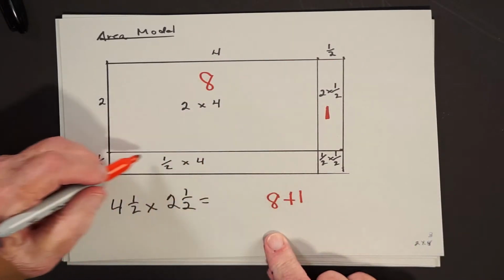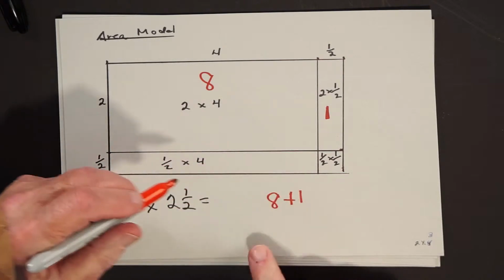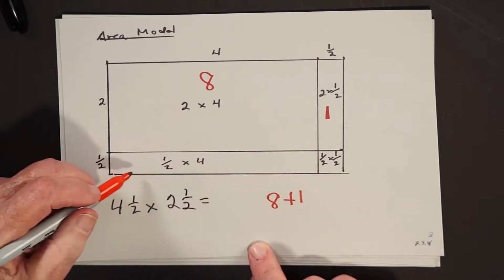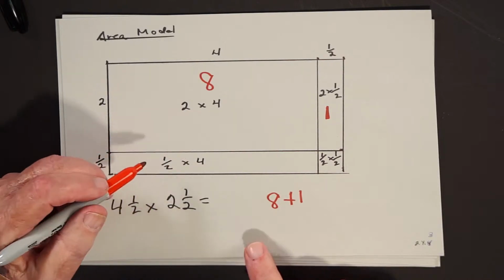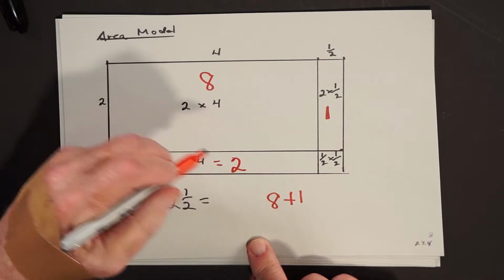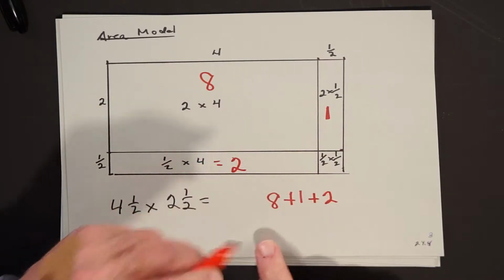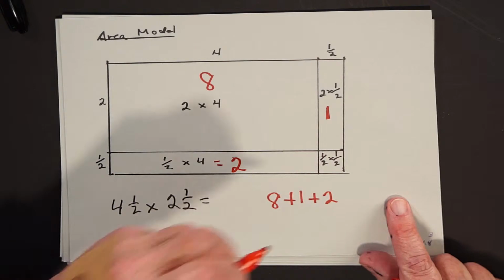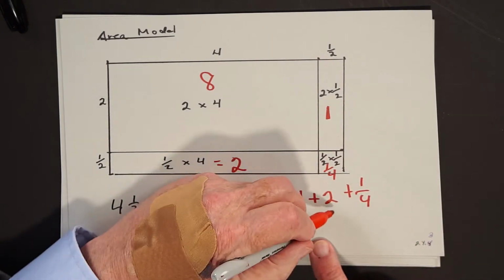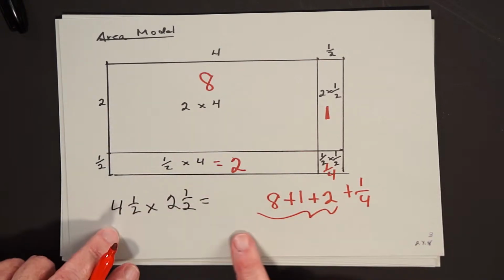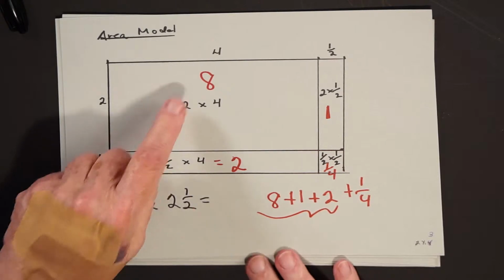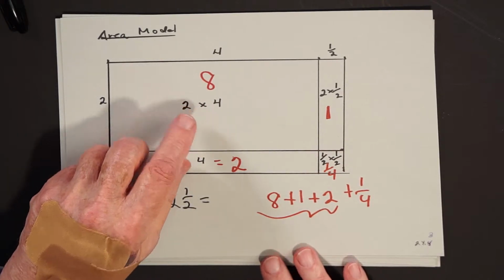This piece here is 1/2 wide and 4 long, so it's 1/2 times 4. See, the height is 1/2, the base is 4. 1/2 times 4 means 1/2 of 4. That's 2. And this piece is 1/2 by 1/2, which is 1/4. And so in terms of the area model, here's your answer. It's 11 and 1/4.